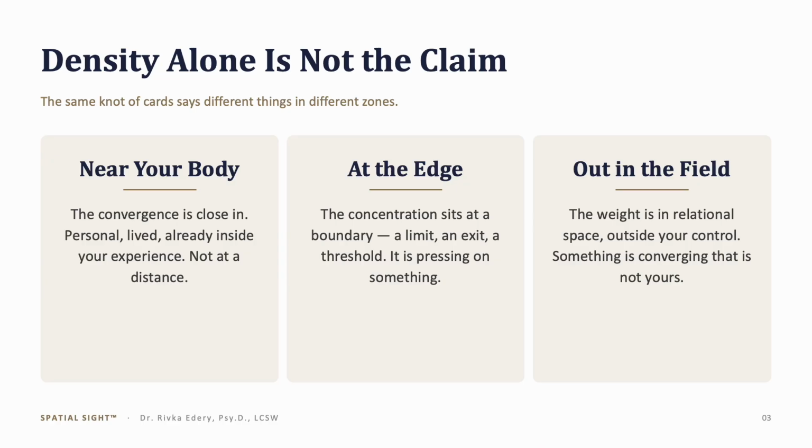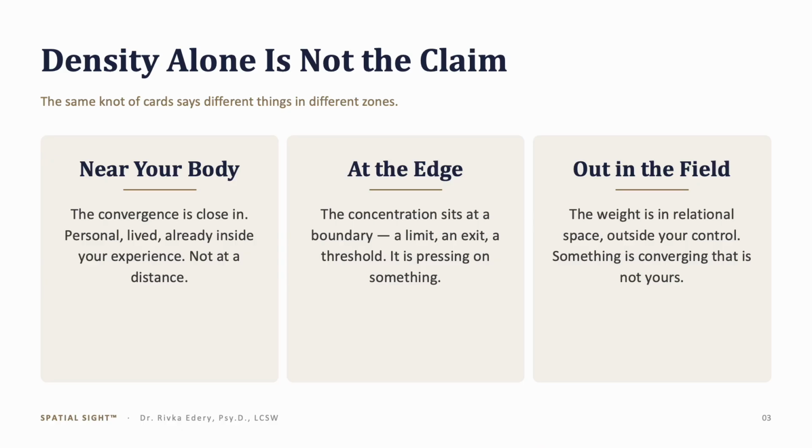A tight knot of 3 cards is not one signal. It is at least 3 different signals depending on where it landed. Near your body, the convergence is close in. Whatever is concentrating, it is personal and lived and already inside your experience. It is not happening at a distance and it is not happening to someone else. At the edge, the concentration is sitting on a boundary. A limit, an exit, a threshold. It is pressing on something. Out in the field, the weight is in relational space, outside your control. Something is converging that is not yours to move. Same density, same number of cards, 3 entirely different claims.